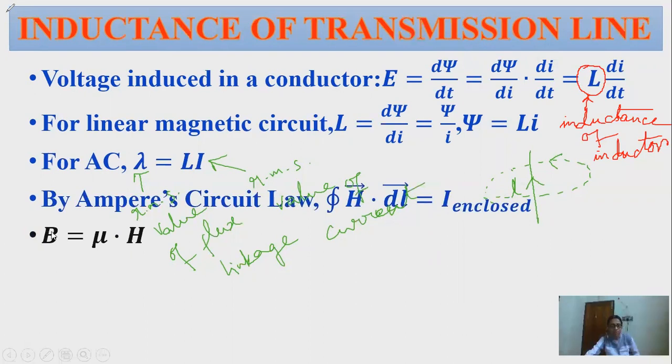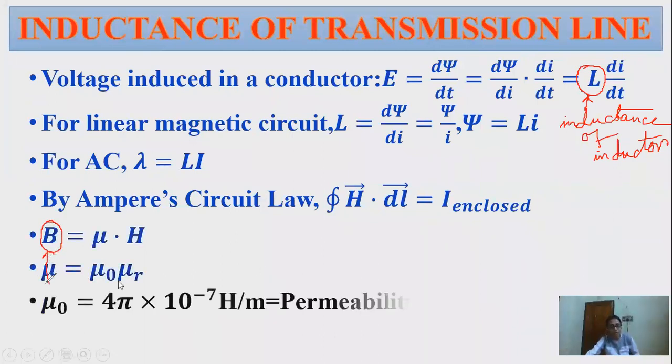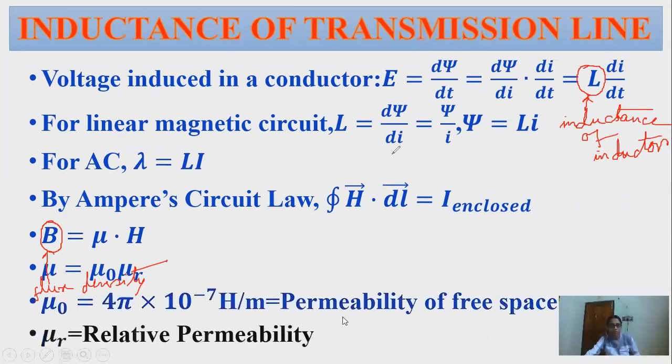Next one is the relation between B and H, where B is the magnetic flux density, and H is the magnetic field intensity, where mu is the permeability, and it's nothing but the product of mu naught and mu r, where mu naught equals the permeability of free space, having the value 4 pi into 10 to the power minus 7 Henry per meter. Next one is mu r, that is the relative permeability.